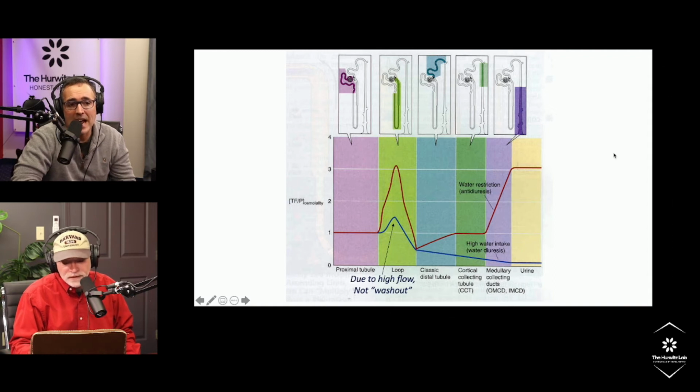And all of that happens because of that steep peak in the second section at the loop. Exactly. So this could never happen. It's not coincidence. Those two match up, because this is what you made for this segment. So the loop of Henle exists for the benefit of the collecting duct. The collecting duct's the boss. And these are the workers. These are the worker bees.